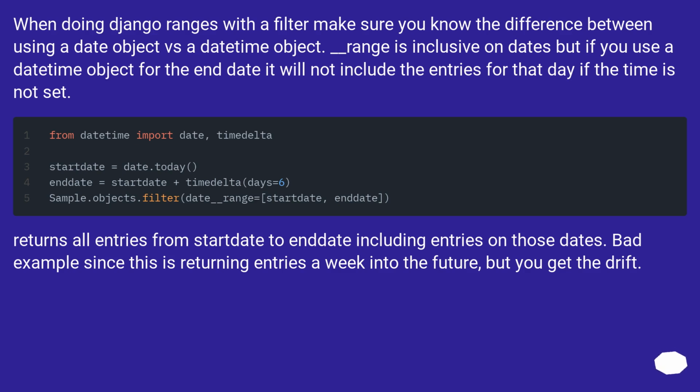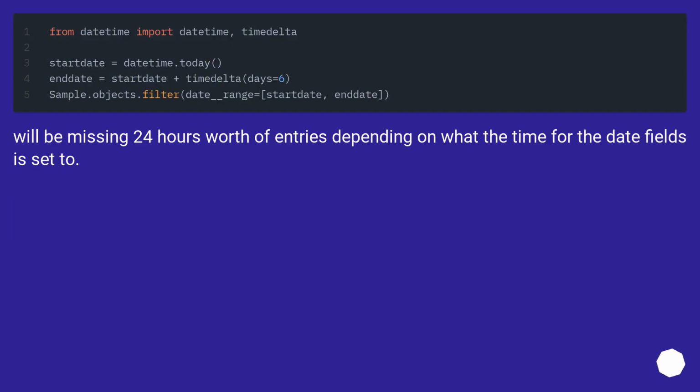Returns all entries from start date to end date, including entries on those dates. Bad example since this is returning entries a week into the future, but you get the drift. We'll be missing 24 hours worth of entries depending on what the time for the date fields is set to.